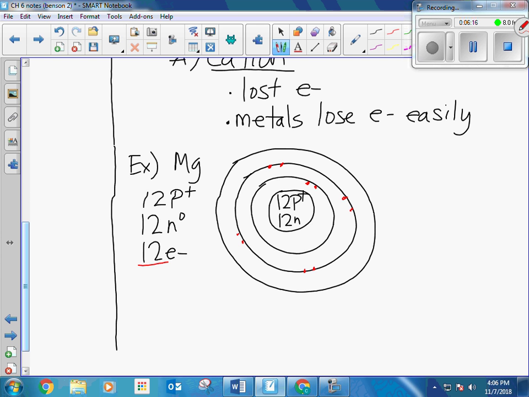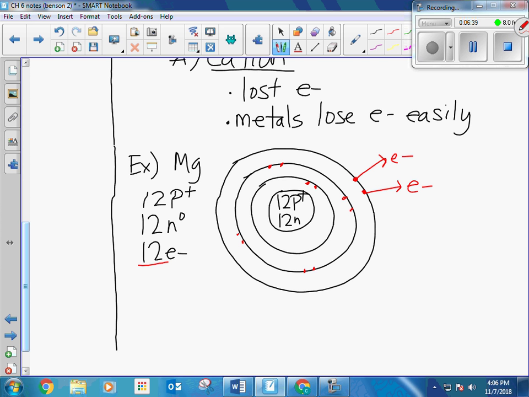I know some of you might be using numbers, that's fine. So then I have 2 plus 8 is 10. I have 2 more electrons in that outer shell. So what happens with this ion, because metals want to lose their electrons. The outer electrons are the ones that are easy to lose. So magnesium can lose 2 electrons.